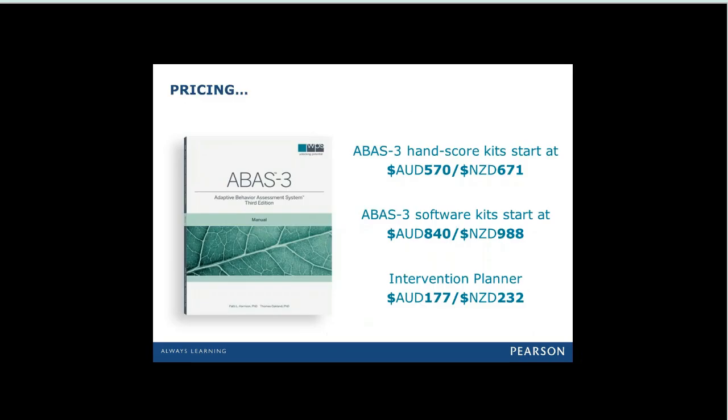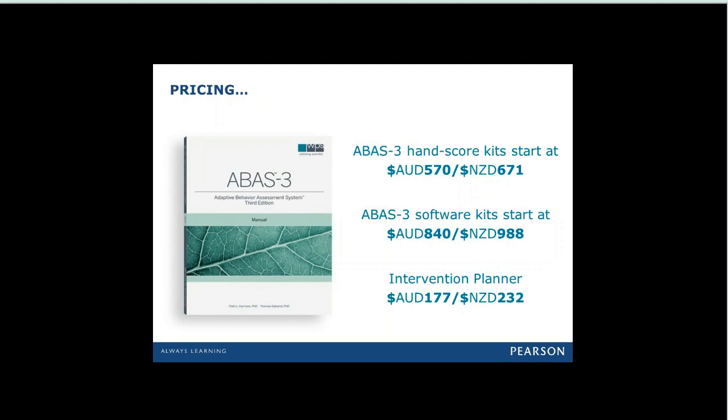But if you decide to use the ABAS 3, here is the pricing for you. I will just go back quickly to the FAQs, but generally speaking for our Australian individuals, the kit, this is for the hand scoring kit, they start at $570. For the software kits, they start at $840, and for the intervention planner, it's $177. As I mentioned, there's also online scoring, and we sell those in batches of 5.